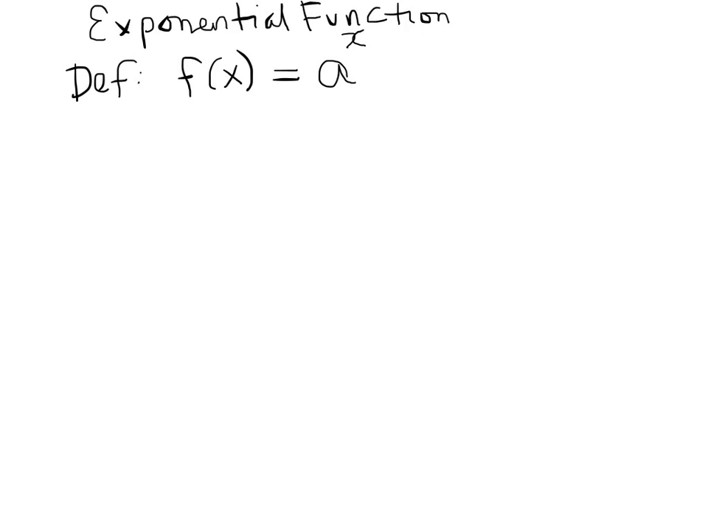The constant a has to be greater than 0 by definition, and we don't want a to equal 1 because if you had 1 to the x, remember, is always equal to 1, and well, that's just not very interesting. That's a constant function, not a true exponential function. So we have this exponential function, a to the x.